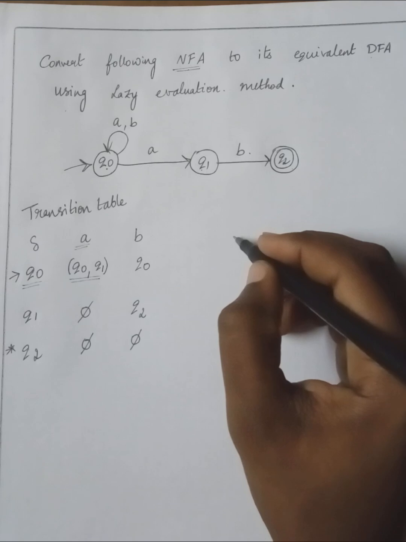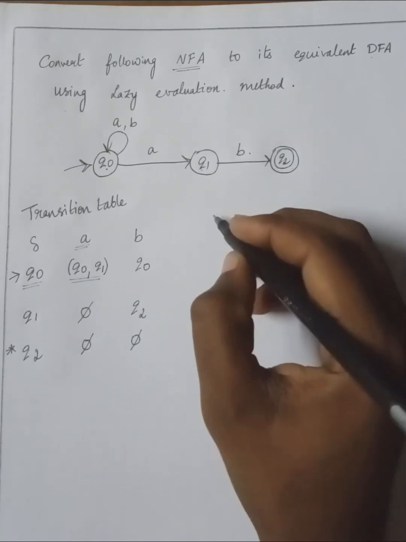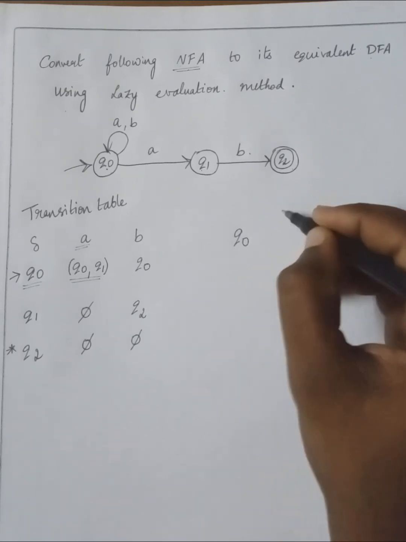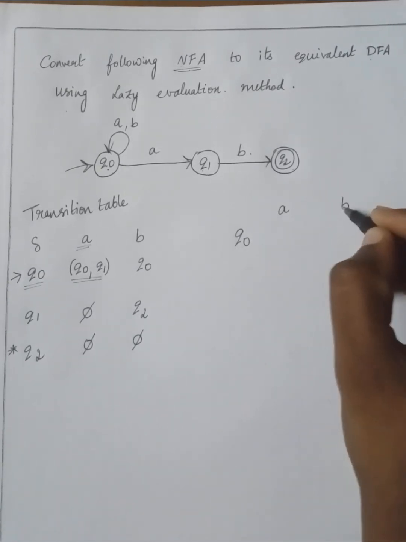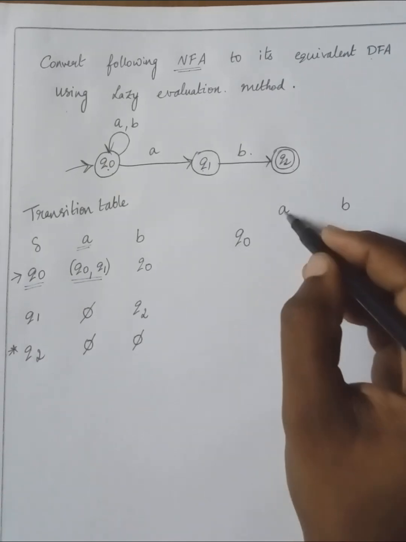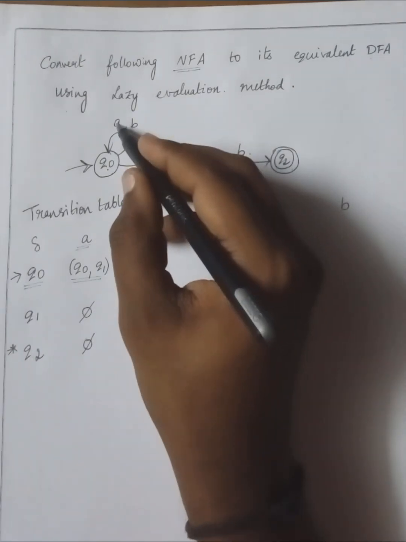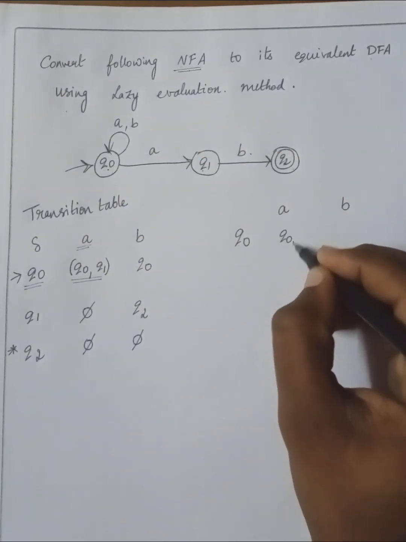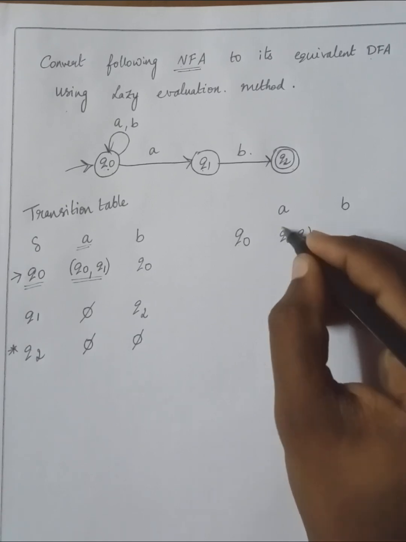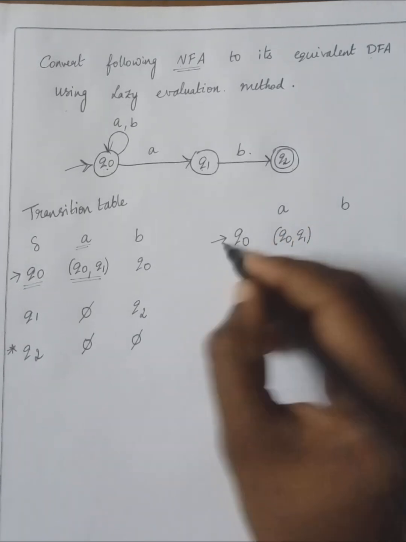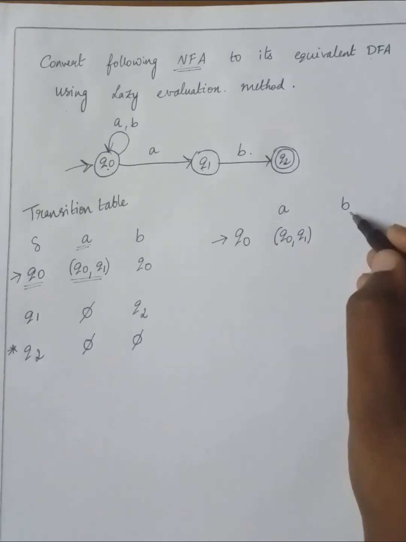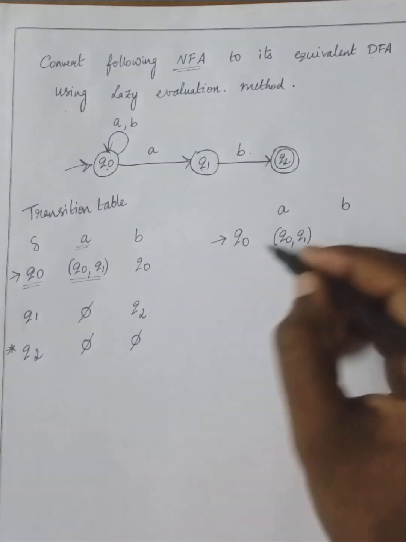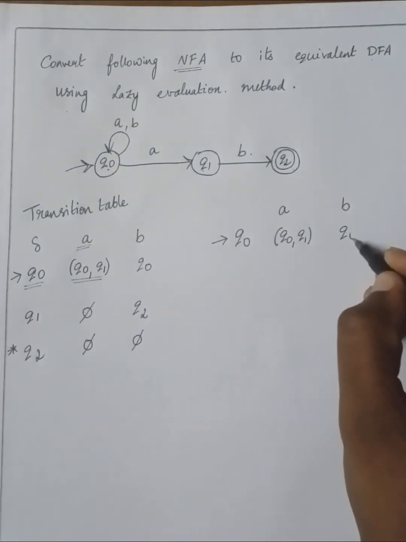First, we'll start with a simple logic, that is the Q0 state. We'll take the Q0 state on A input and B input. Q0 on A goes to two states, that is Q0 itself and Q1, so we'll consider that as Q0, Q1. Same way we'll see for the B input. Q0 on B goes to Q0 itself. You can see the self loop.